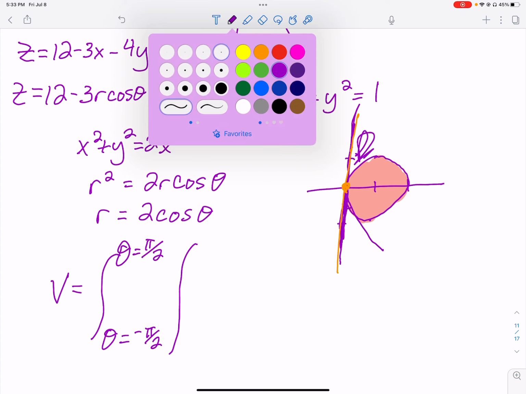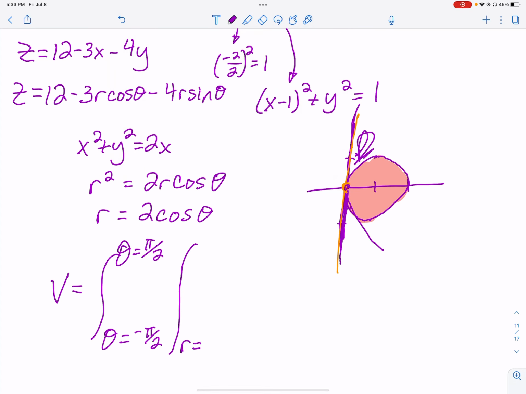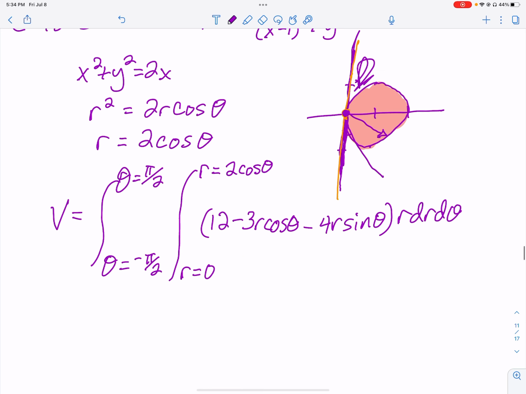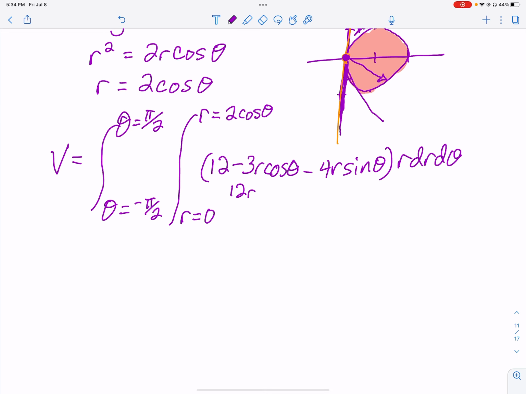Okay, now we have our r's. So if I'm looking at it, I'm always starting here, and that's in the circle, so that's r equals 0. And then to get to the other side of the circle, that's that curve, which was 2 cosine theta. Now, I already have what I need for the surface. We've already converted it. And then we need an r. Let's put it here, r dr d theta. The r can be distributed. I'm just going to do it right here to save us some room.